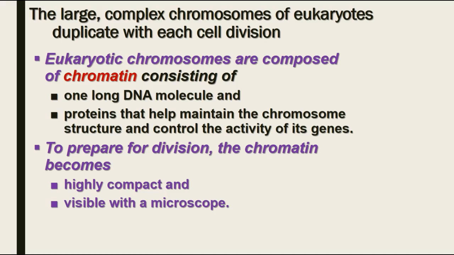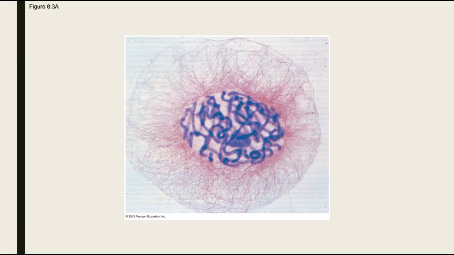To prepare for cell division, the chromatin has to become very compact rather than all spread out. And when it does that, it then becomes visible. The chromosomes become visible with the microscope. Here you see a cell that is getting ready to divide. You can still see that it has a nucleus there, but you can definitely see the individual chromosomes and the nucleolus within the nucleus. You can't really see that except when the cell is getting ready to divide.